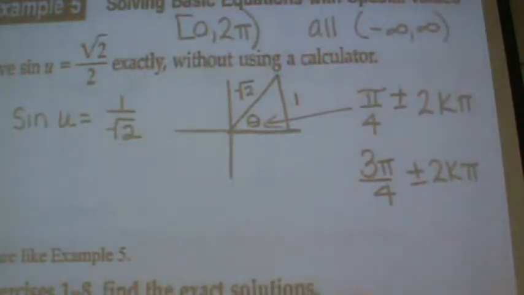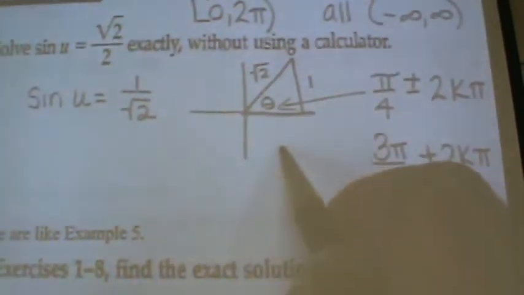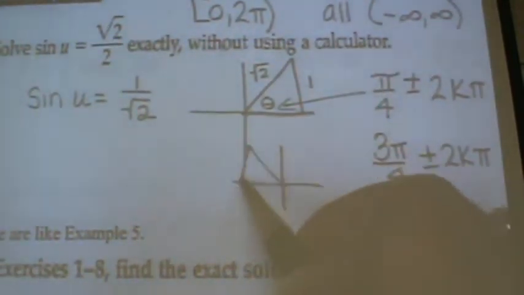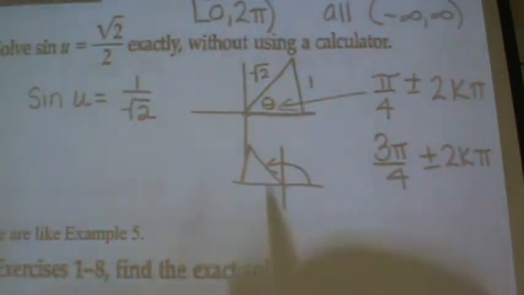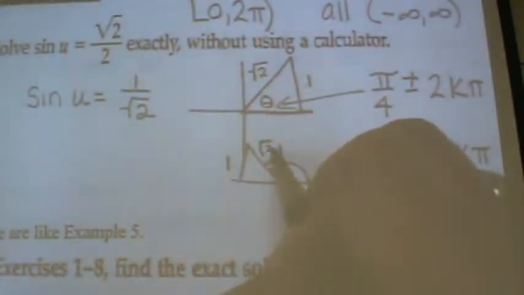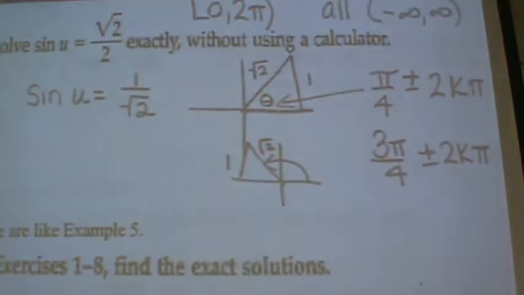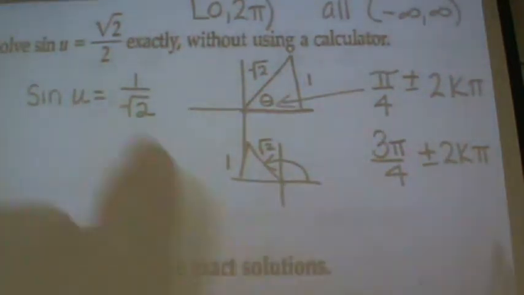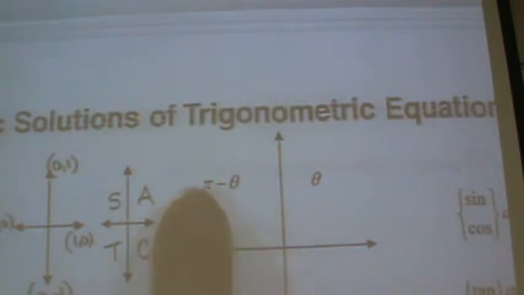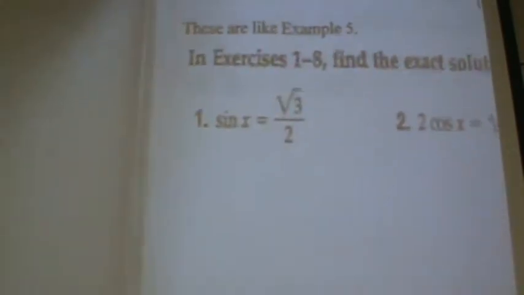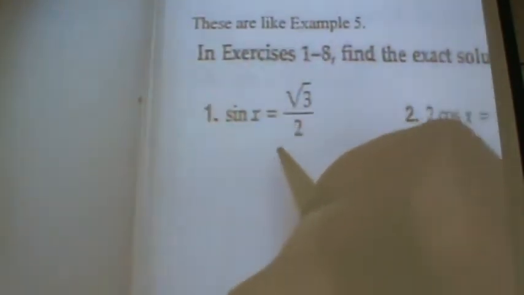Those are your two answers. So you have one in quadrant 1, and then the other one was in quadrant 2. That's 3π/4. Because you have 1, 1, root 2, so this is 45 degrees, and you can get that by doing π minus π/4. π minus π/4 is 3π/4. Okay, let's do a bunch of these. Next one, examples 1 through 8.